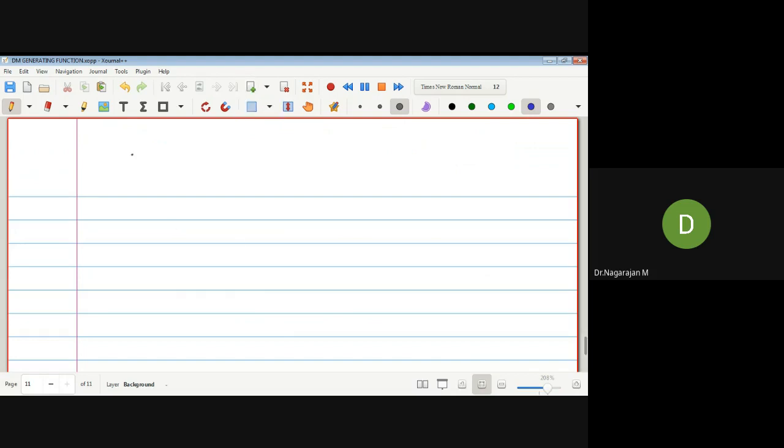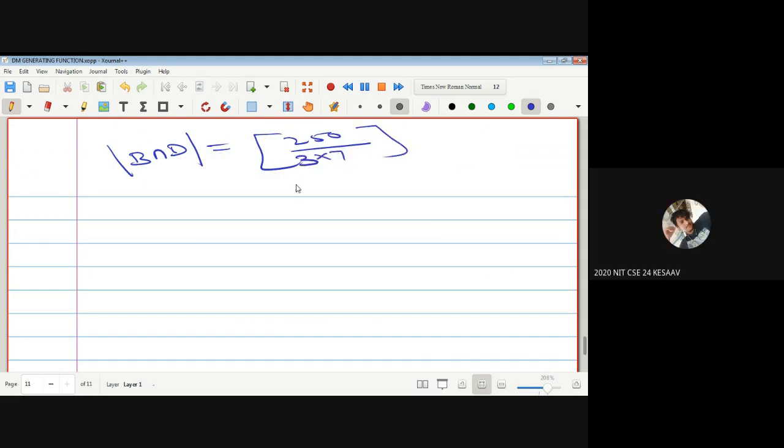Next value is B intersection D. Common multiplication. Therefore, 250 divided by, what is the result? 3 into 7, 21. 7.1, sir. 7. B intersection D, 3 into 7, 21. 21 is getting 11, not 7.1. Please check that. Okay, sir.